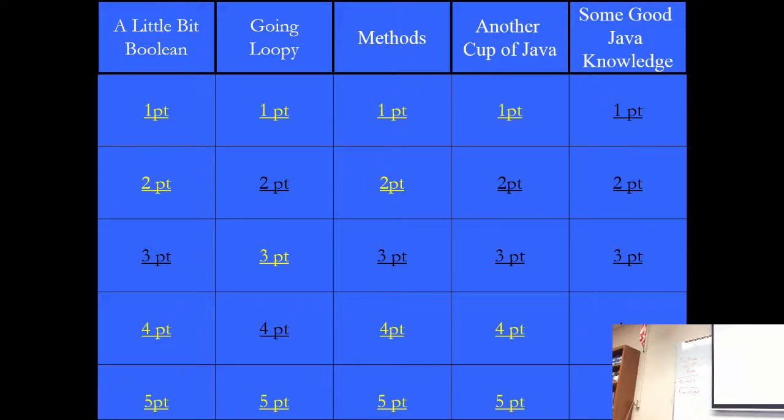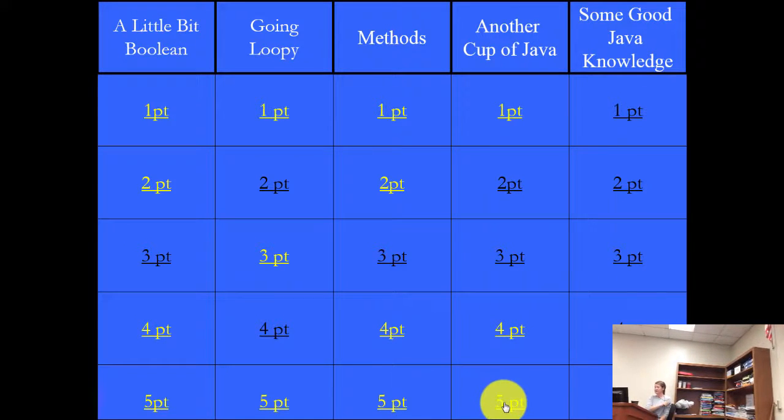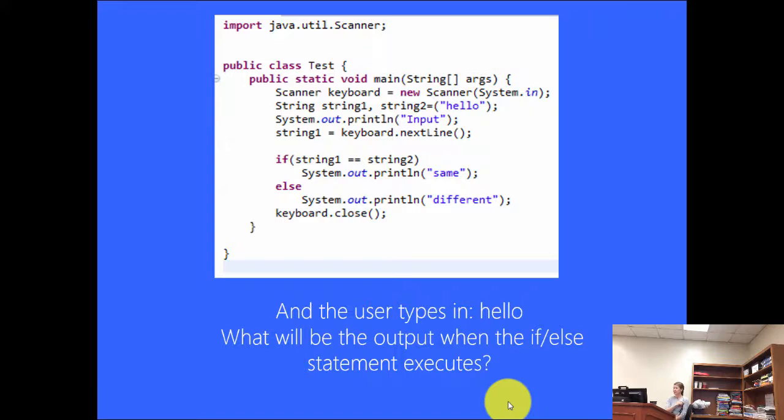Good. All right. So we have this code blurb here, and the user types in hello, and I say, hey, what's going to be the output? This was an extra credit problem when we studied strings, actually. What do you think, Samuel?